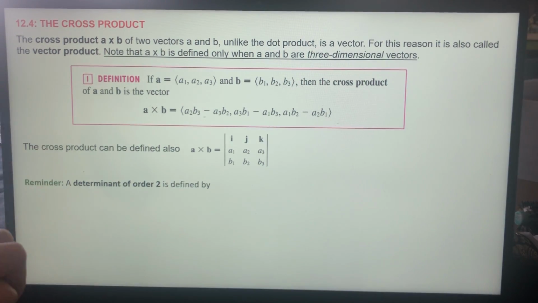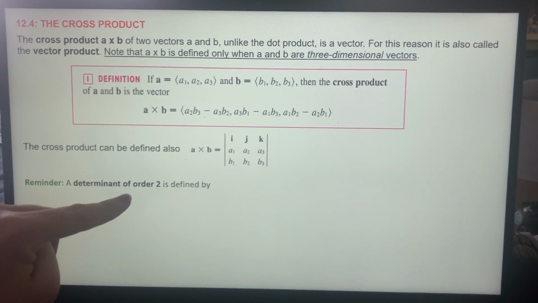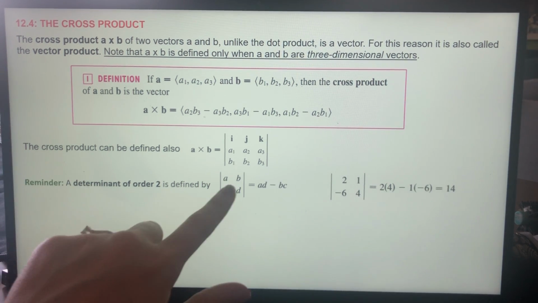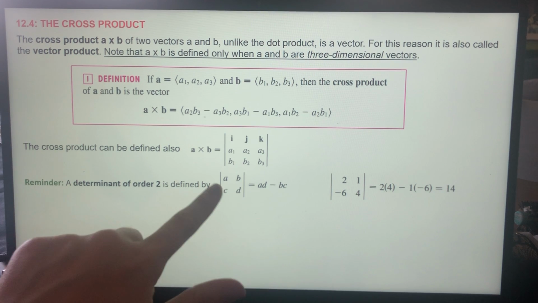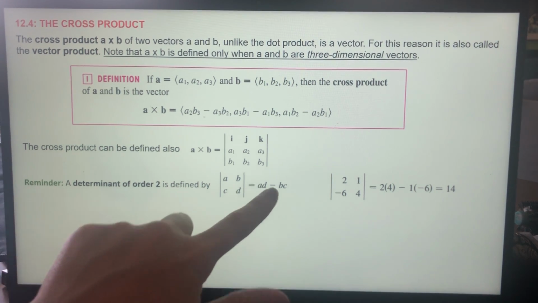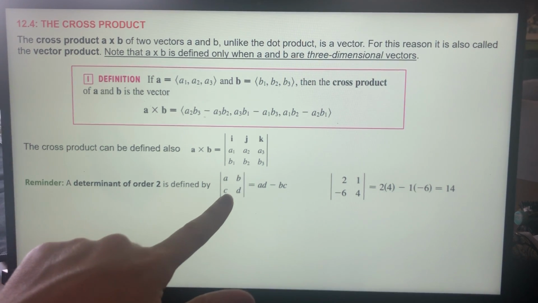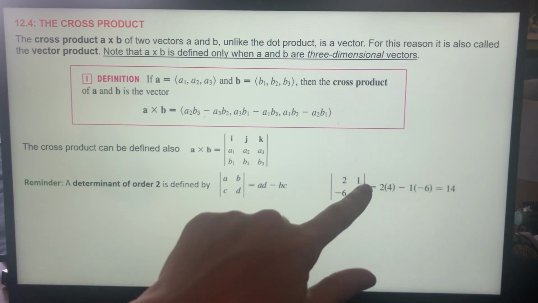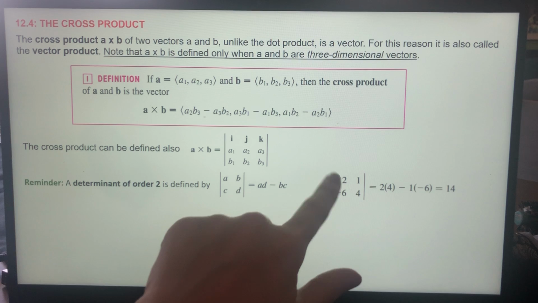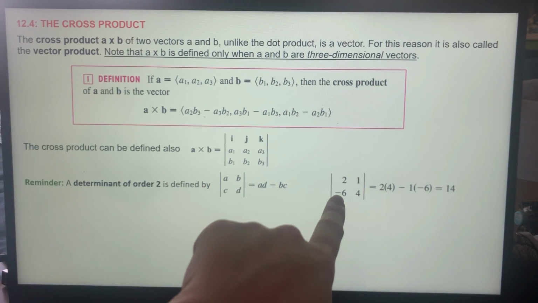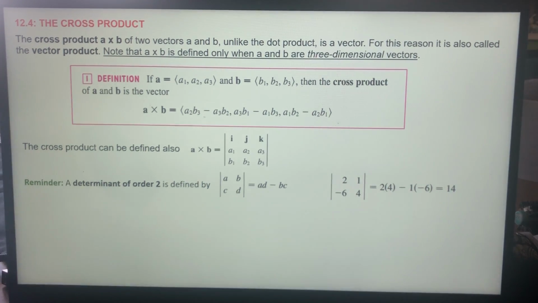To be able to find that, let's remember the determinant of 2 by 2 matrices. For a 2 by 2 matrix, the determinant is easy. Just multiply the diagonal elements, a times d, minus b times c, the other diagonal, and subtract them. For example, with rows 2, 1 and minus 6, 4, the determinant is 2 times 4 minus minus 6 times 1, which is 14.